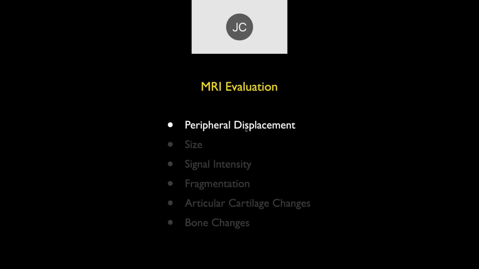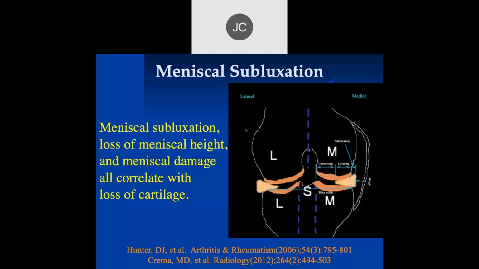So going through this, looking for peripheral displacement. With transplants, we like to look at them in both coronal and sagittal planes. In the coronal planes, you're looking for displacement of the body.